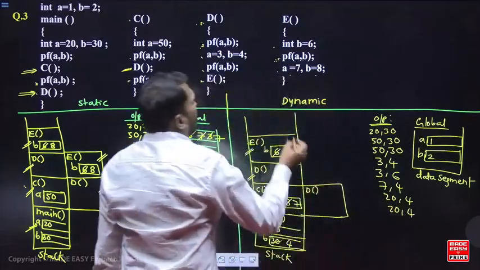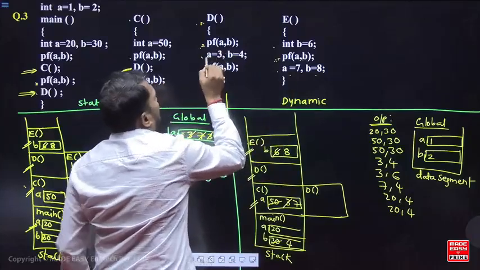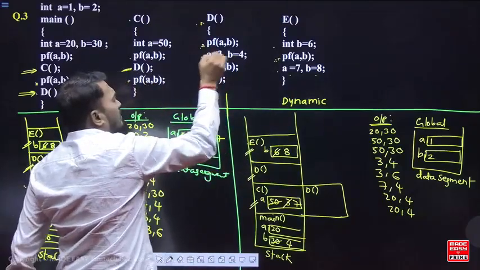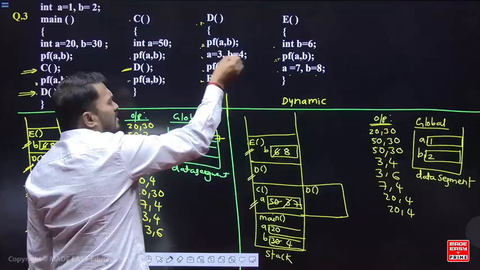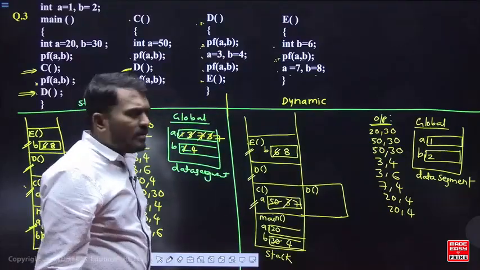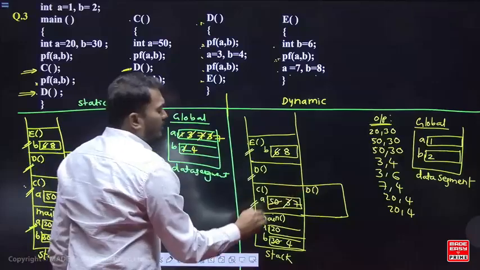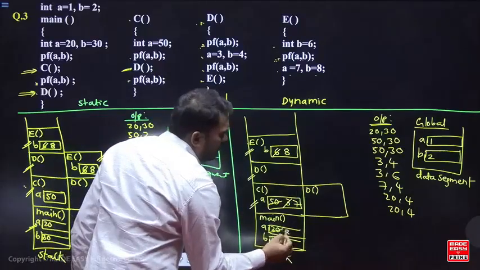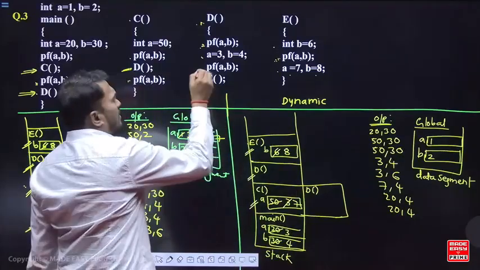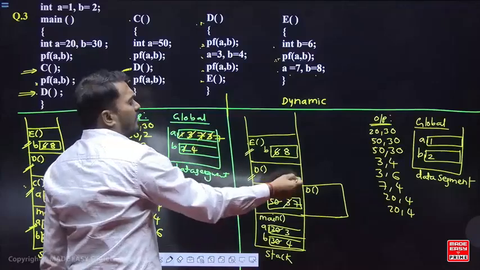And next, after that, in the function D, you are saying A equal to 3, B equal to 4. So that is just an assignment. Both are free variables. So where do you change them? In the previous calling. Who called the function D? Main. So in the main you change the A value to 3 and the B value to 4. And next you say printf A comma B. So both are free variables.